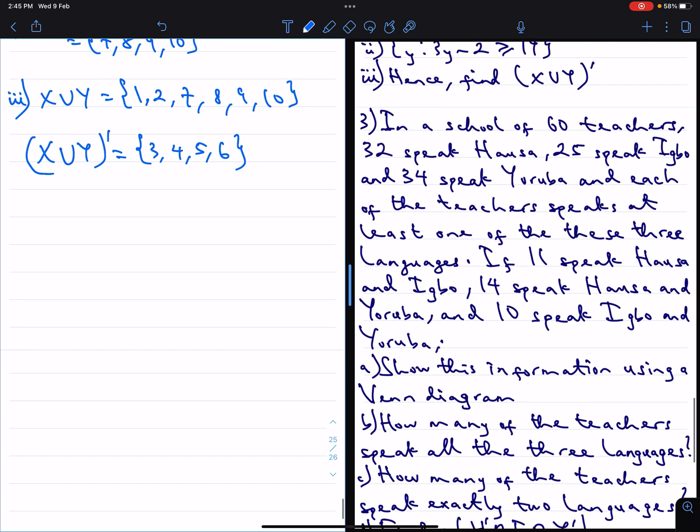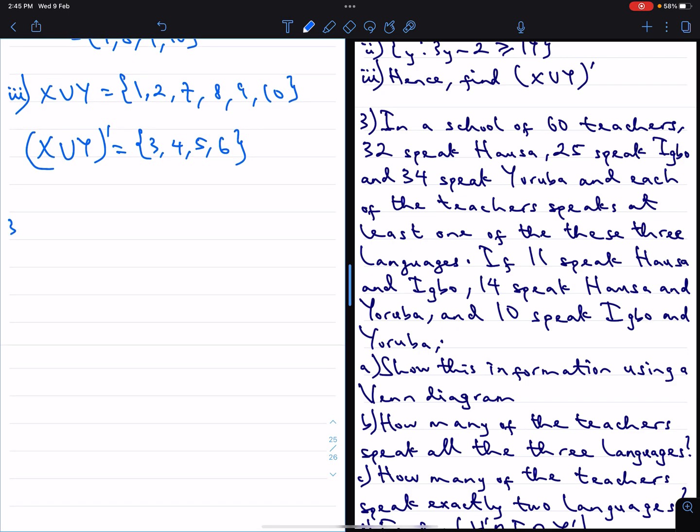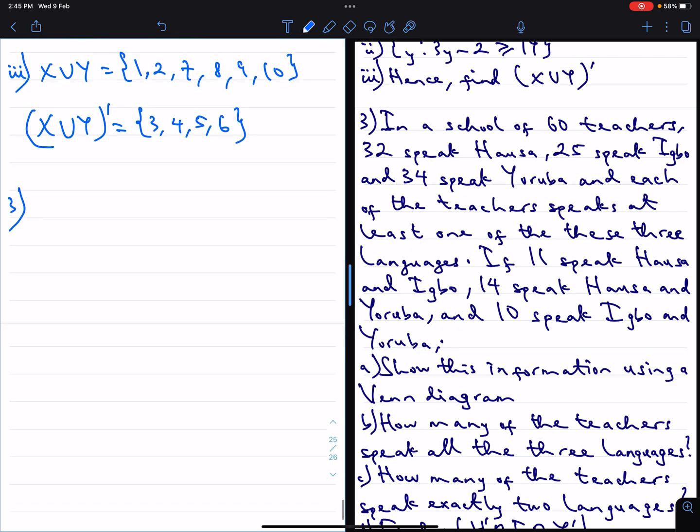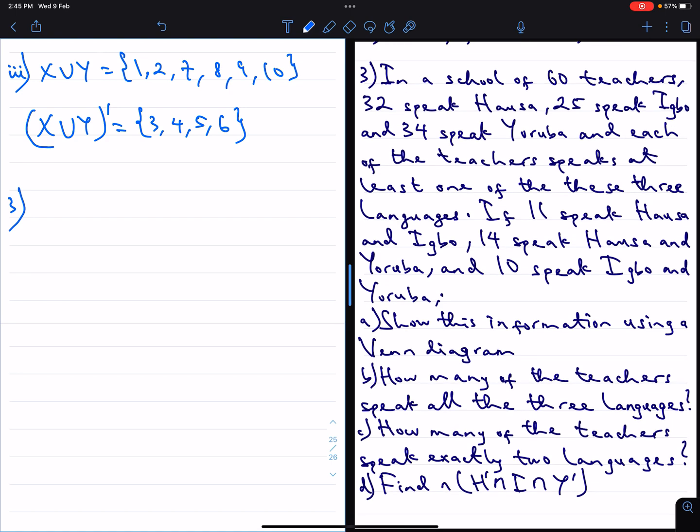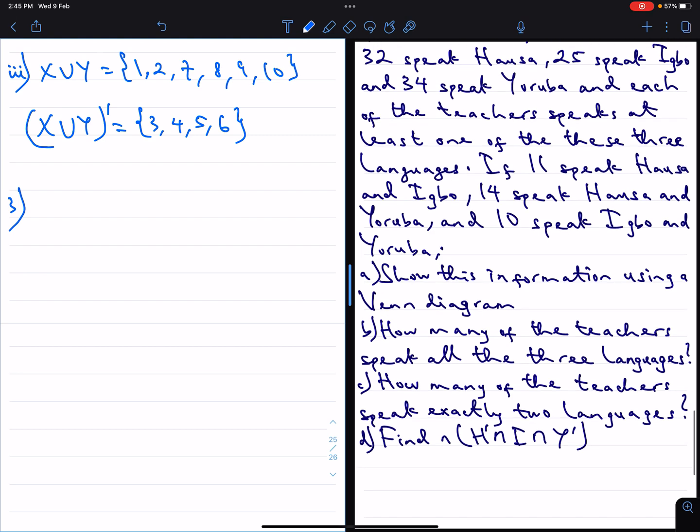So we go to the next, which is number 3. In a school of 60 teachers, 32 speak Hausa, 25 speak Igbo, and 34 speak Yoruba. And each of the teachers speaks at least one of these 3 languages. If 11 speak Hausa and Igbo, 14 speak Hausa and Yoruba, and 10 speak Igbo and Yoruba.